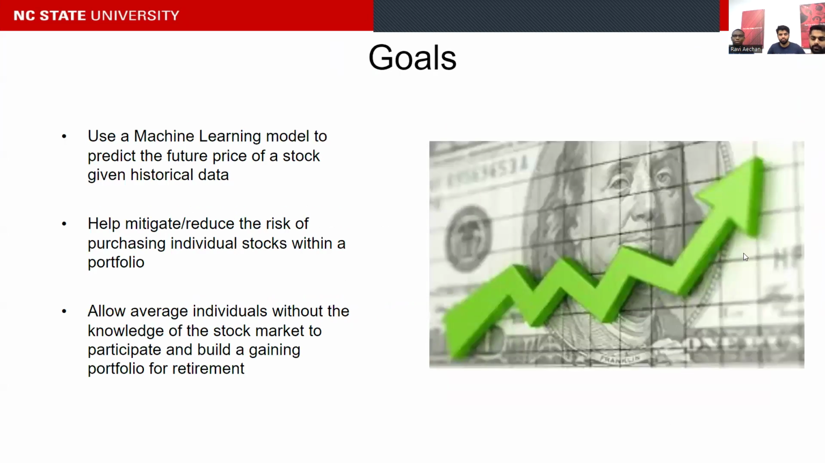So some of the goals that we were trying to achieve with this model is using the machine learning model to predict the future prices of stocks given historical data set, also helping to mitigate/reduce the risk of purchasing individual stocks within a portfolio, and then lastly going to allow average individuals without the knowledge or the know-how in the stock market to participate and build a portfolio for retirement.